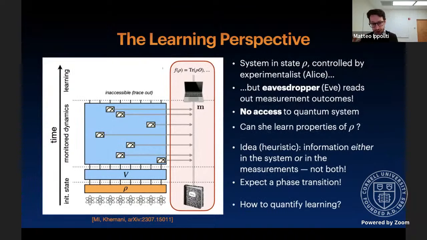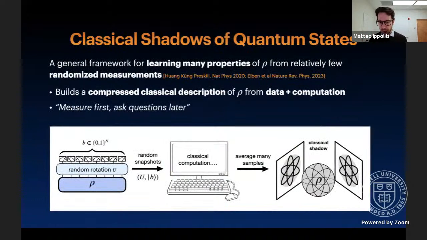So the question then is, so far so good, we can certainly have this expectation, but how do we quantify someone's ability to learn? We want to be able to put some sharp statements and some math on it. And here, this brings the second idea that I promised at the beginning, that we combine with this idea of monitored dynamics, which is classical shadows. This also is a rather recent development from quantum information and quantum computer science theory. So I'll review that as well very briefly.